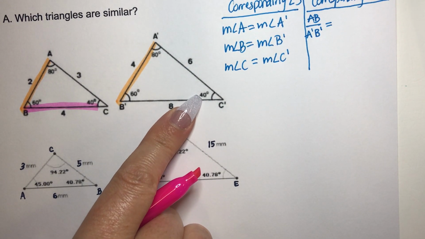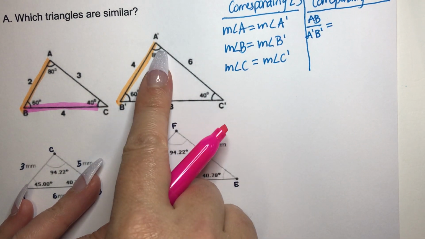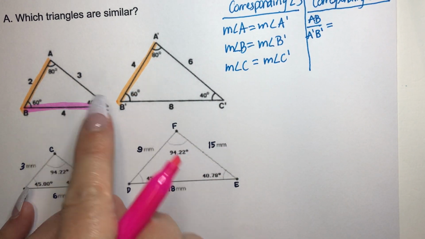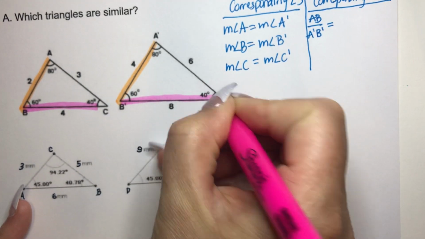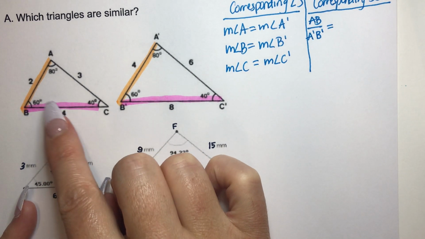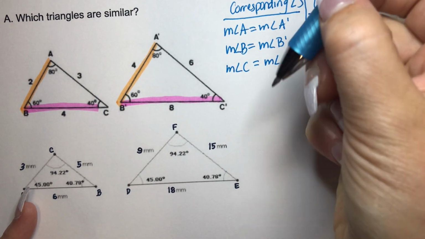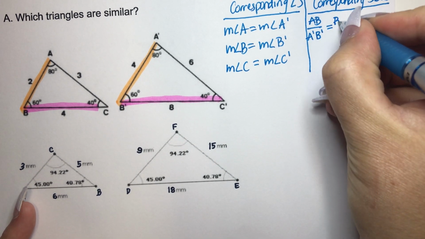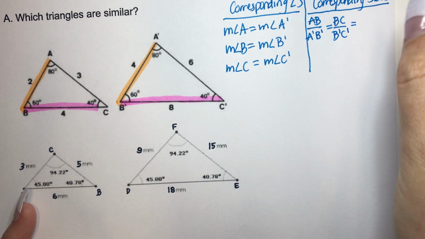So I like to use those angles to make sure, 60 to 40. So I wouldn't choose the side between 80 and 40 because I need the side that's between 60 and 40 degrees, which would be this one here. So those are corresponding sides. I have to make sure that I put this one on top, this one on bottom. So top, bottom, you have to follow that same pattern. BC equals, over B prime C prime.